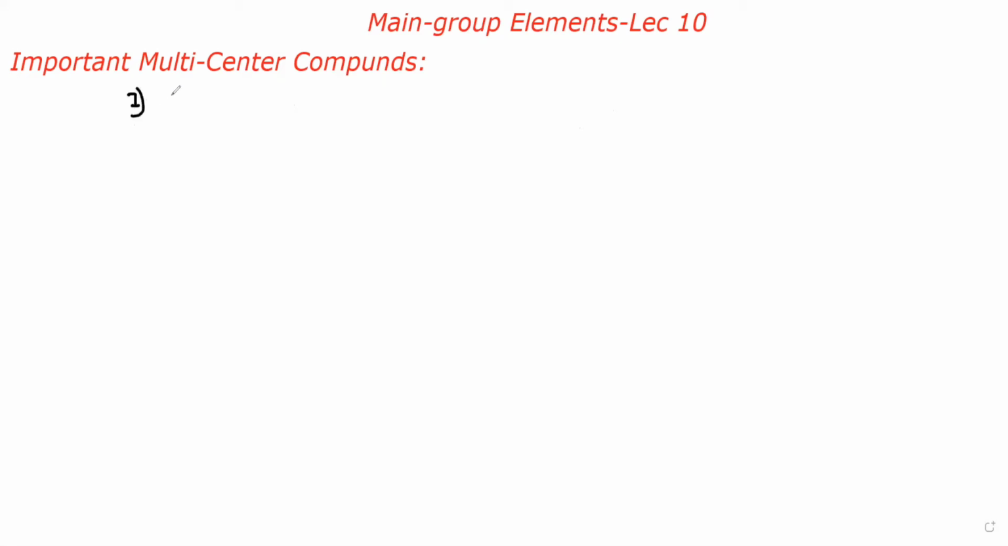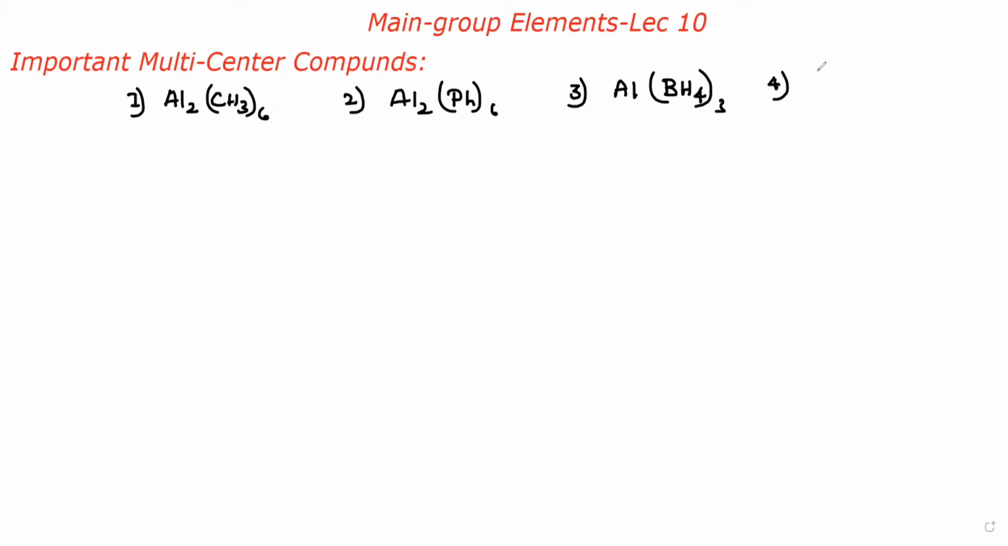First compound, please note, Al2(CH3)6. This is the first compound. And the second one is Al2(C6H5)6. And the third compound is Al(BH4)3. And the fourth compound is Al2B4H18. Now the fifth one is zirconium, Zr(BH4)3. These are the most important multi-center compounds.